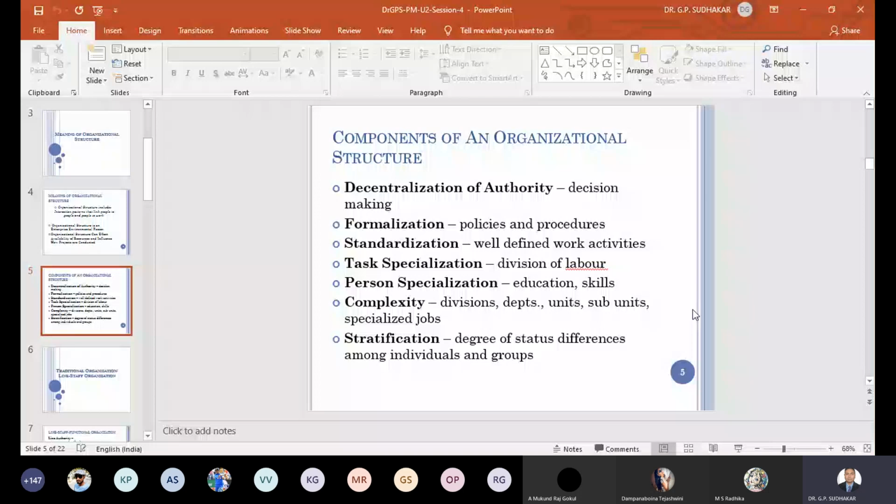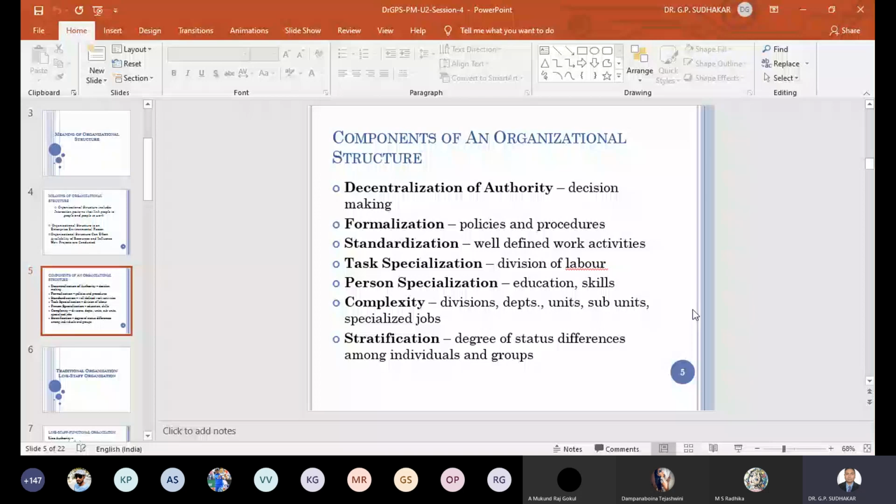Next, standardization. Organization structure also provides standardization. That means well defined work activities will be there. Whatever we are doing inside an organization, there will be a standard. For example, we are doing invoice processing, billing processing, and we will repeat the same for the second customer also. The same process we follow. There will be standards of business processes inside the organization.